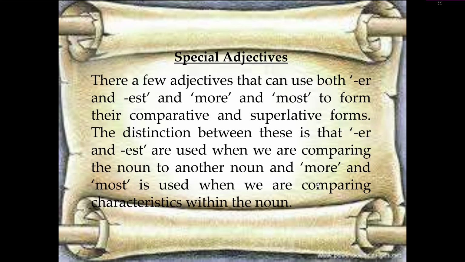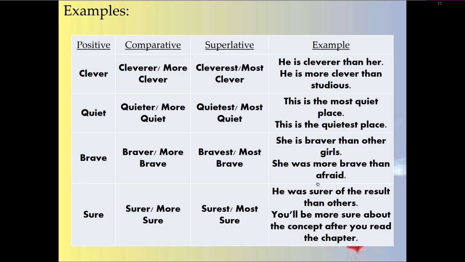There are a few adjectives that can use both er and est and more and most to form their comparative and superlative forms. See, we can make both forms. The distinction between these is that er and est are used when we are comparing the noun to another noun, and more and most is used when we are comparing characteristics within the noun. See the examples: clever, cleverer, cleverest, and more clever, most clever. We can compare the sentences with the help of examples.